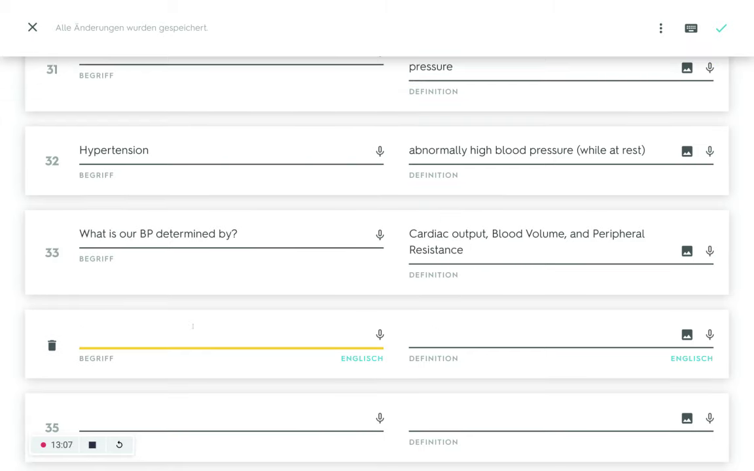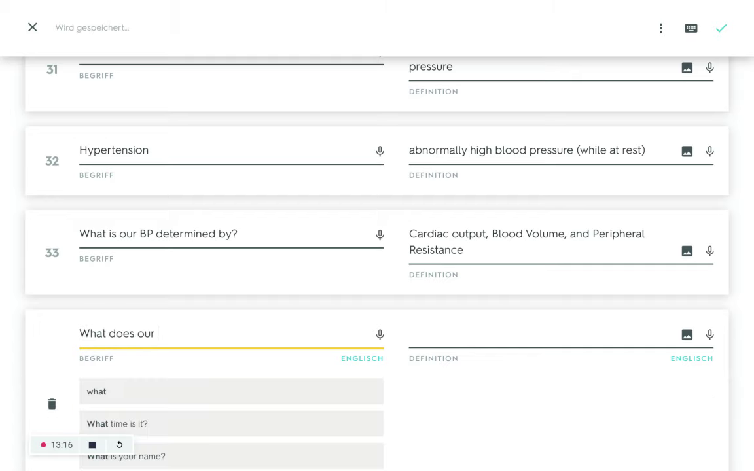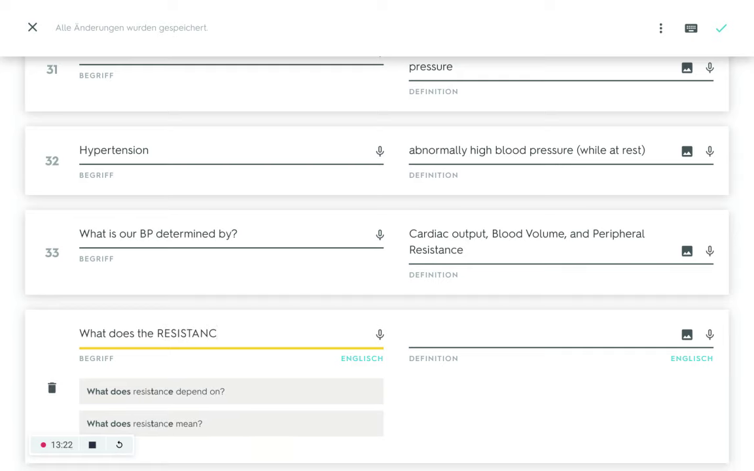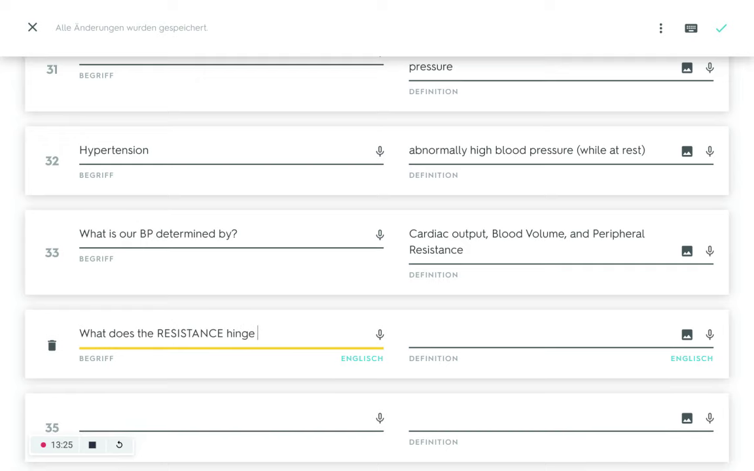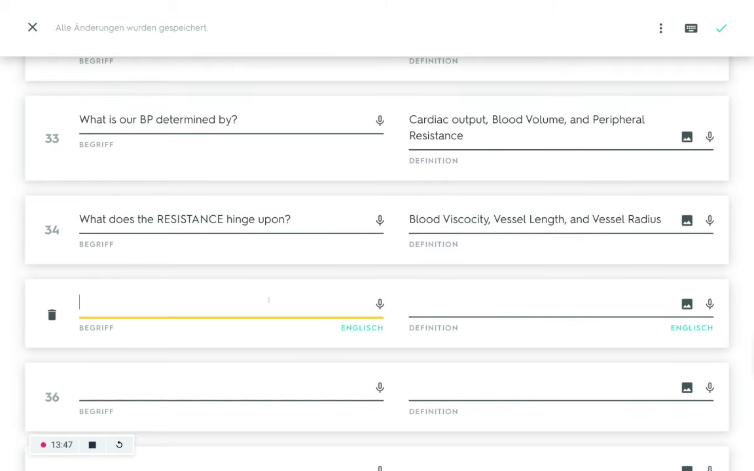Now, we should know that the resistance hinges on blood viscosity, vessel length, and vessel radius. So I'm going to put here, what does the resistance hinge upon? I'm going to put here blood viscosity. I'm going to put here vessel length and vessel radius. And that's that.